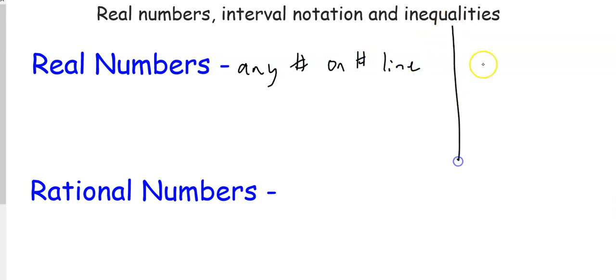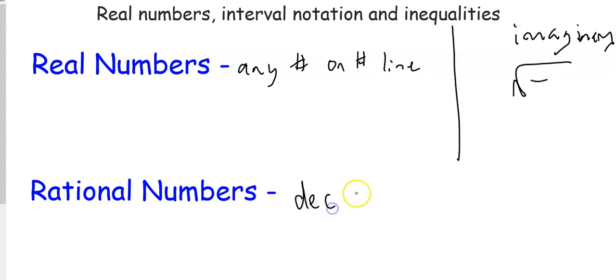I guess the exception would be, and we'll learn about these later, there is such a thing as an imaginary number, and that comes from the square root of a negative. So the square root of negative 4, for example, or the square root of negative 3 are imaginary numbers. But most numbers you've ever dealt with are real. So let's talk about decimals for rational numbers.